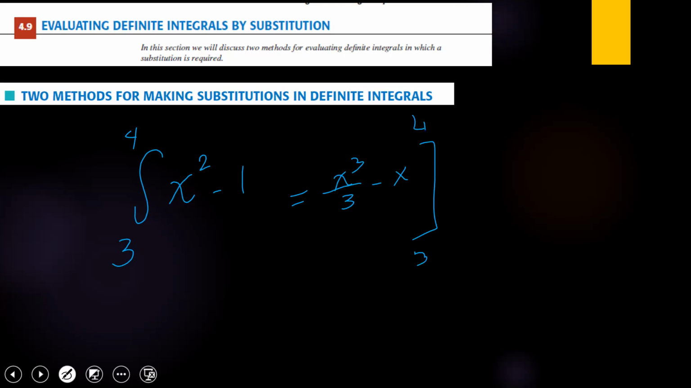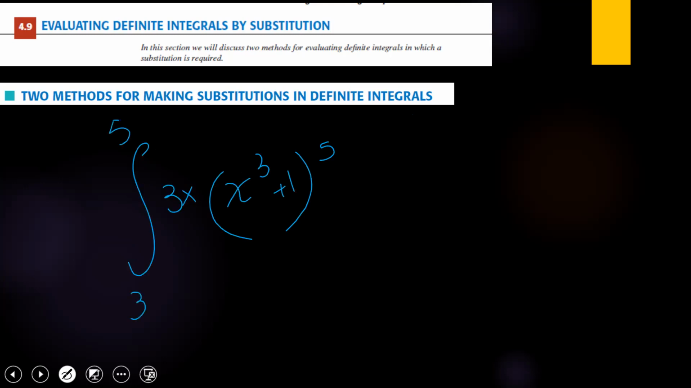In this lesson, we have a complicated one. As an example, if you have (x cubed plus 1) to the power 5 times 3x from 3 to 5, this is a complicated one. If you look at it here, we cannot find the integration directly. So in this lesson, we will learn a new method on how to find the definite integral by substitution.